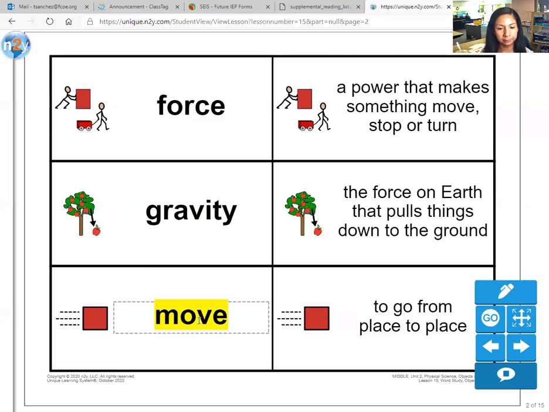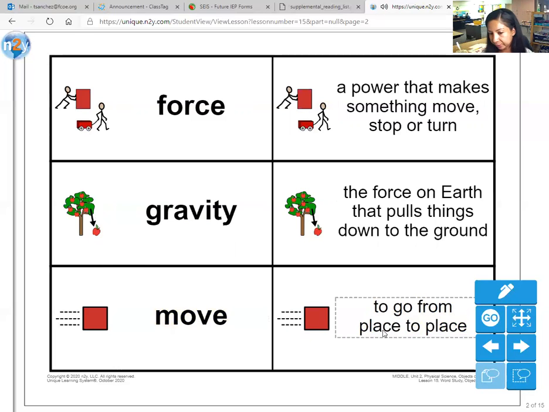Okay, the next word? Move. What is move? To go from place to place. Okay, moving is just going from one place to another place, and there's a lot of ways that you can do that, and that's what our book is about today, how to move from one place to another place. You can walk, you can run, you can drive, you can take a train. There's a lot of ways to move.